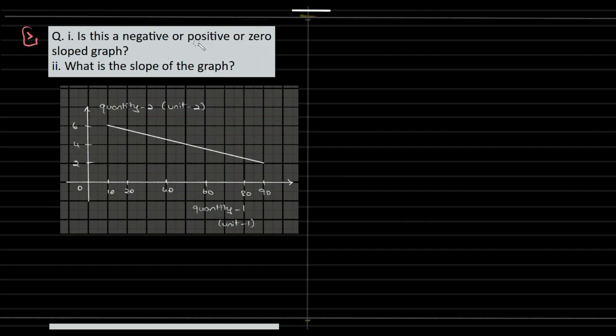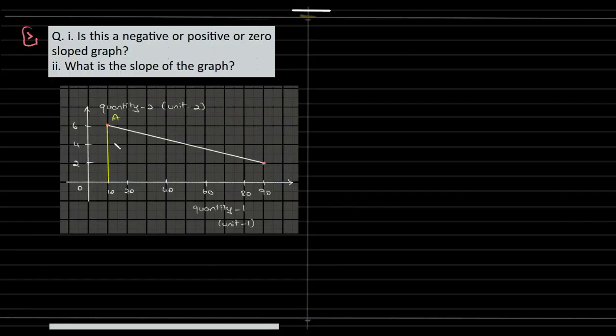Is this a negative or a positive or a zero sloped graph? To analyze any graph, we need 2 points, say point 1 and point 2. And next thing that we need to do is we need to project these points onto x and y axis. So the projection of this point onto x axis is this. Say we'll call this as A so that it's easy to talk.